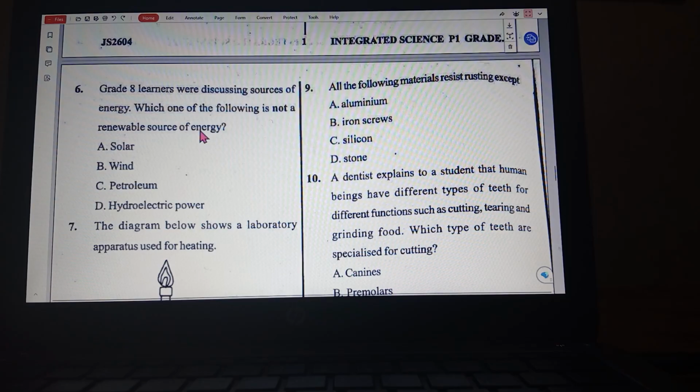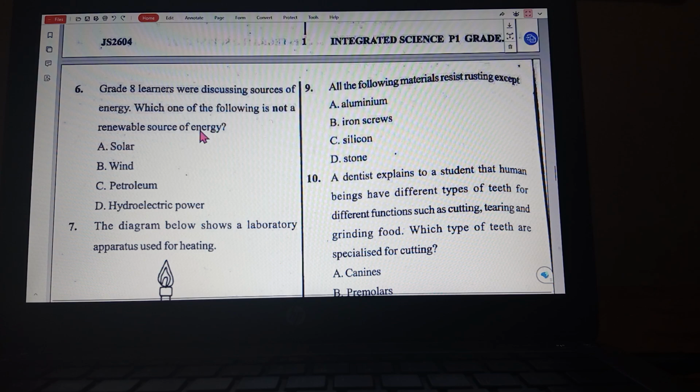When we talk about renewable sources of energy, we are talking about those sources of energy that cannot be exhausted. Right? They cannot be exhausted and they can be renewed. When we talk about non-renewable sources of energy, these are forms of energy that can be exhausted.